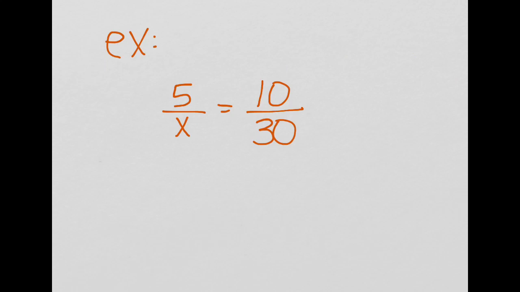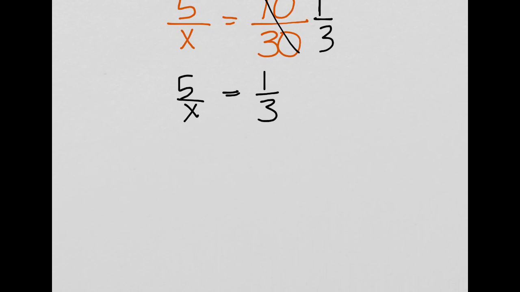So we have 5 over x is equal to 10 over 30. Now first off the bat, I realize that I can rewrite 10 over 30 as 1 over 3. So I'm going to rewrite this as 5 over x is equal to 1/3. So this is really 1 over 3. Okay, now how do I solve this?